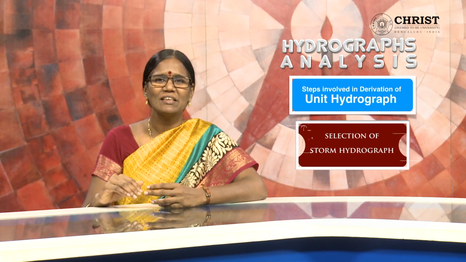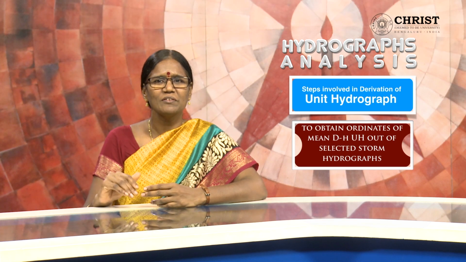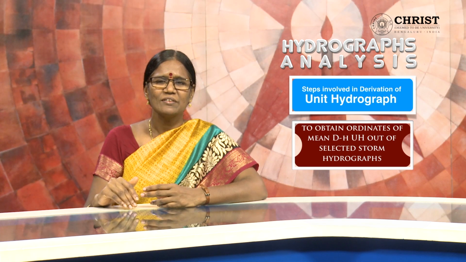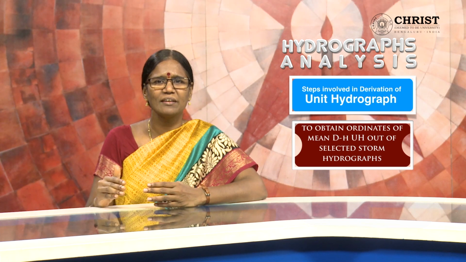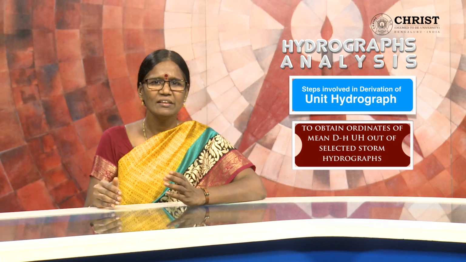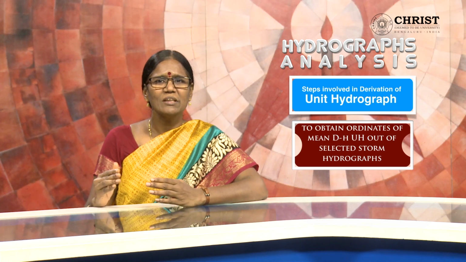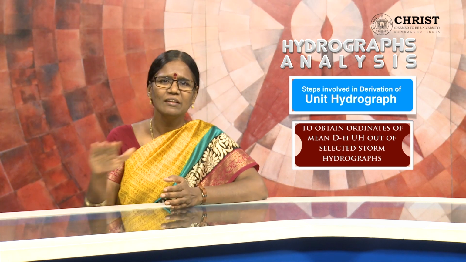Now, the next step is how to obtain ordinates of the mean d hour unit hydrograph out of selected storm hydrographs. Select a number of isolated storms of duration approximately 0.9 to 1.1 times the d hour duration in the given catchment. So, we separate the base flow for each storm by adopting any standard method to separate the base flow.